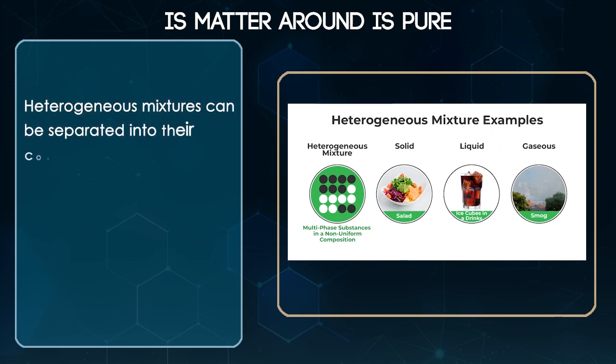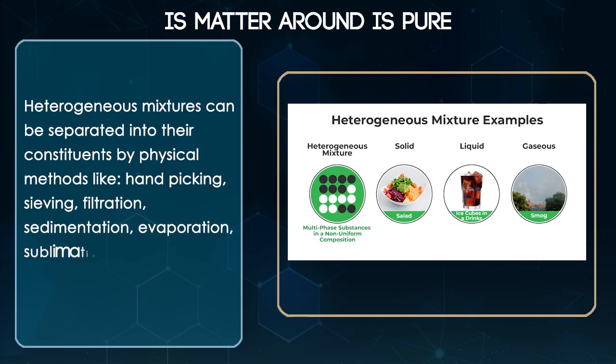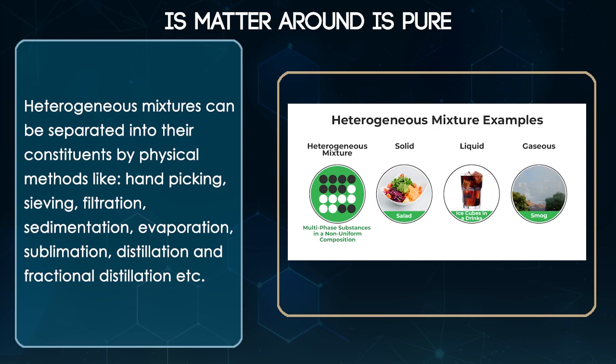Heterogeneous mixtures can be separated into their constituents by physical methods like hand picking, sieving, filtration, sedimentation, evaporation, sublimation, distillation and fractional distillation, etc.